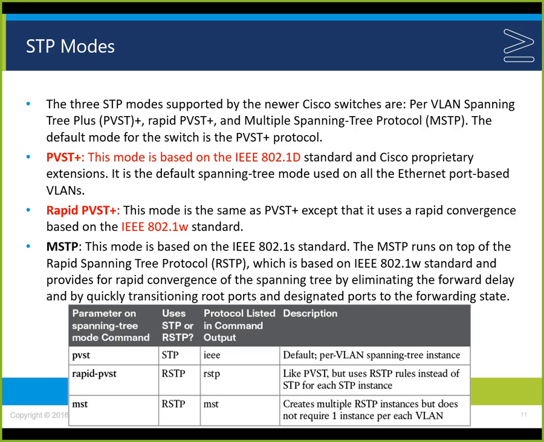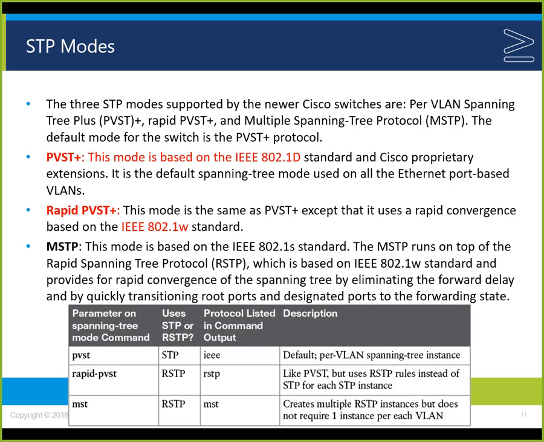This mode is based upon 802.1d and the Cisco proprietary extension. It's the default for all of the Ethernet port-based VLANs on the Cisco switches. Rapid per VLAN is the same as per VLAN, except it uses a rapid convergence, and we'll look at the timers it uses in a few minutes and why it is faster. Because it just works faster. Well, actually it does work faster, but it does some other things.